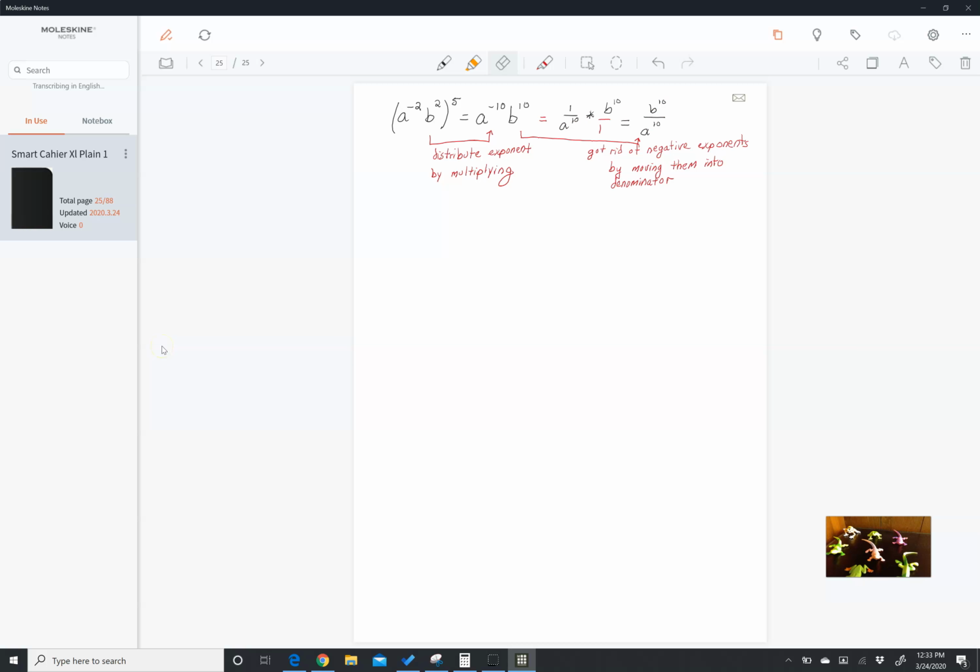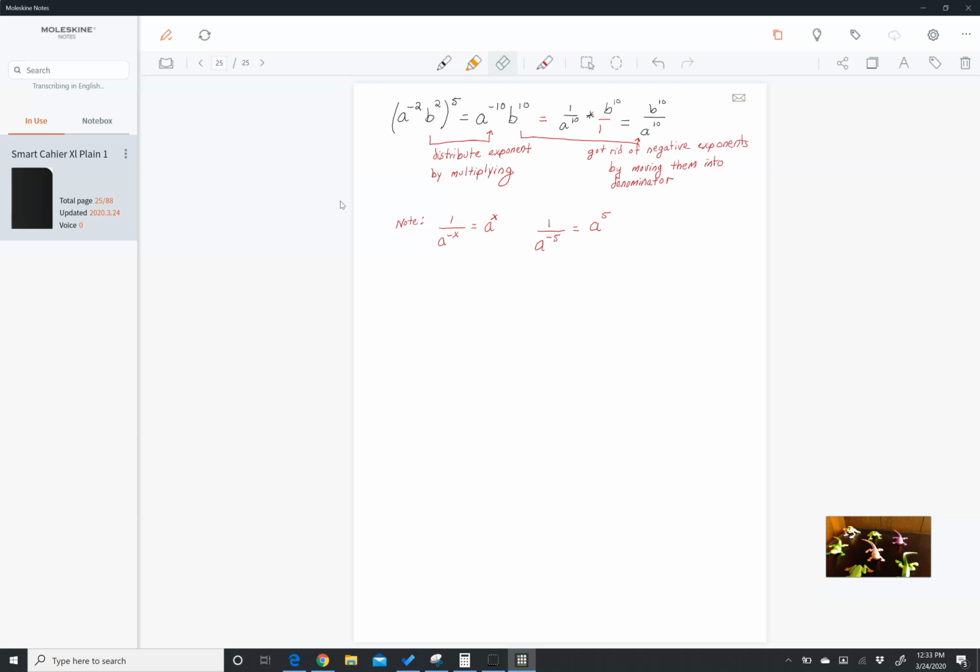Okay, you should also note 1 over a to the negative x is equal to a to the positive x. In other words, if you have 1 over a to the negative 5th, you can move that into a numerator. So if it's in the denominator and it's negative, move it to a numerator.